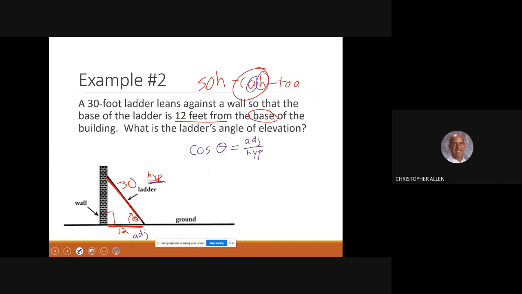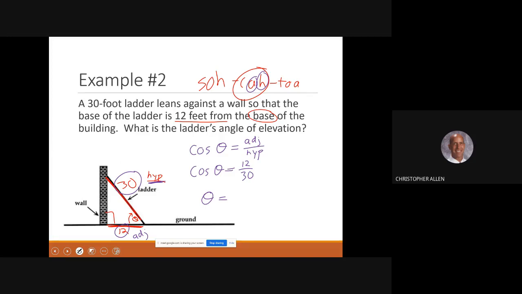So now we just got to substitute stuff in. Cosine of theta is equal, well, what's the length of the adjacent side? It's 12. What's the length of the hypotenuse? It's 30. Uh-oh, now what? How do we figure out what theta is?